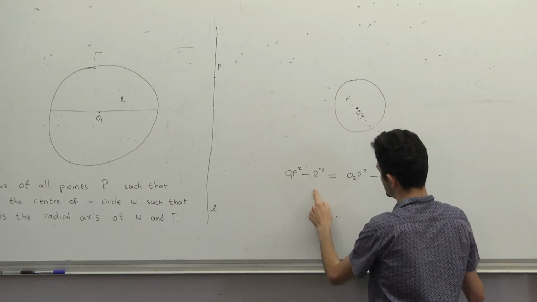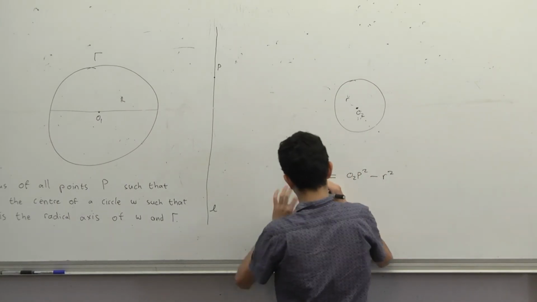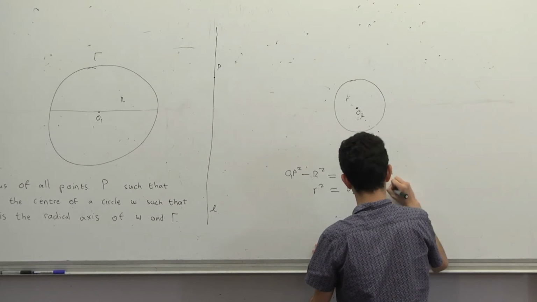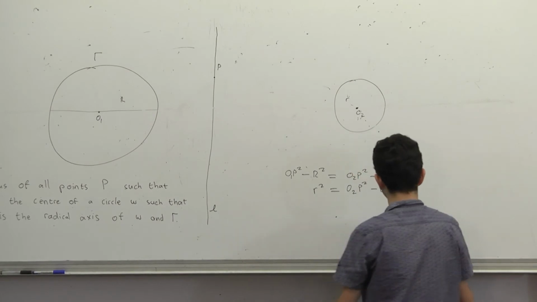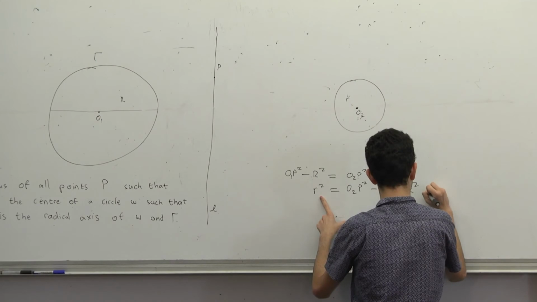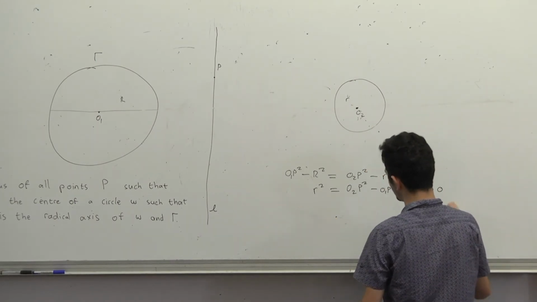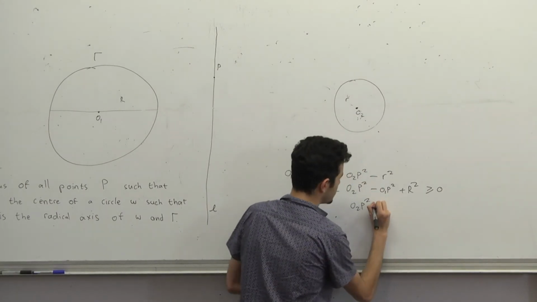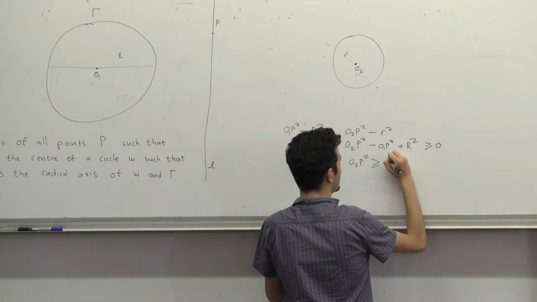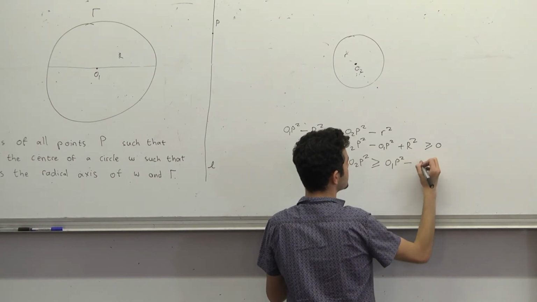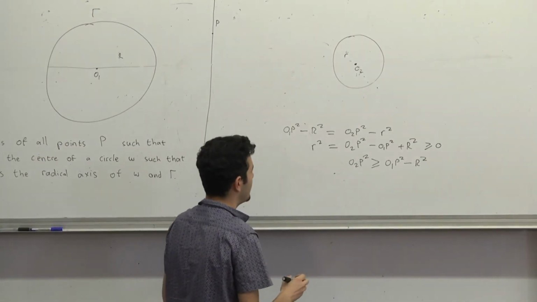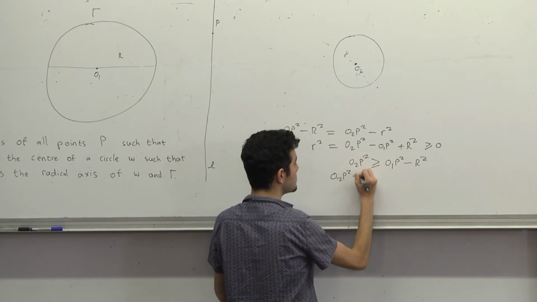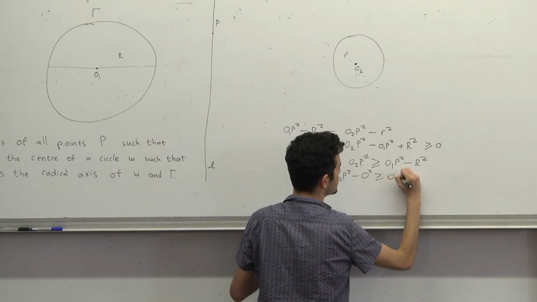So let's bring r to this side and bring everything else to this side, because we know what these are. These are fixed. Well, ish. So we have r squared is then equal to O2P squared minus O1P squared, and then we're going to add an R squared. So we know this thing must be greater than or equal to 0. And so then we must have that O2P squared is greater than or equal to O1P squared minus R squared. So that's our bound about O2P squared. Now, this is equal to O2P squared minus a convenient radius 0 squared, which is O1P squared minus R squared.